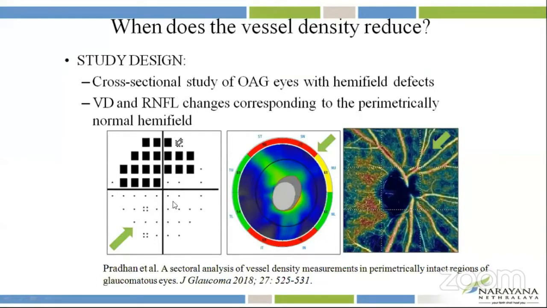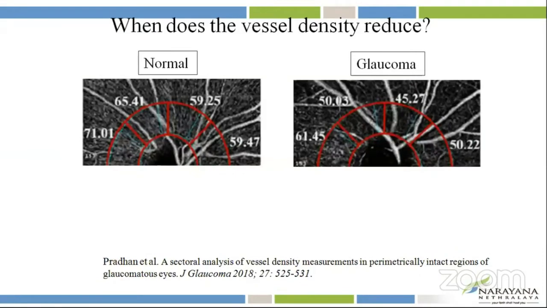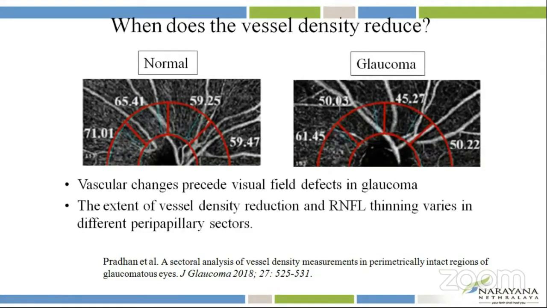In our study, we measured the vessel density in the superior peripapillary area and compared these vascular and structural measurements with those of healthy eyes. Our study showed that the vessel density in the peripapillary and macular scans showed a reduction compared to the normal in the perimetrically normal sector. So this showed that the vascular changes definitely precede visual field defects in glaucoma. The extent of the vessel density reduction and RNFL thinning varied.